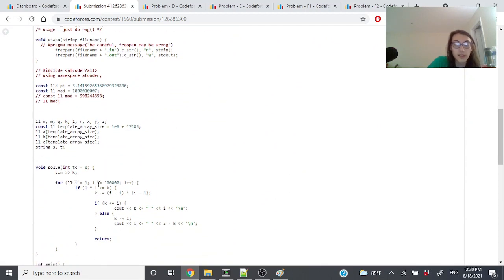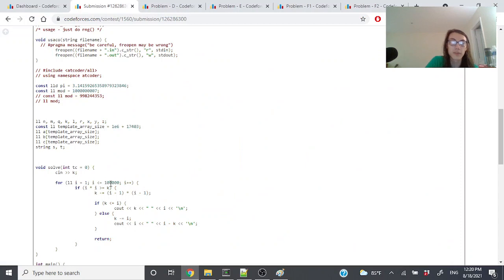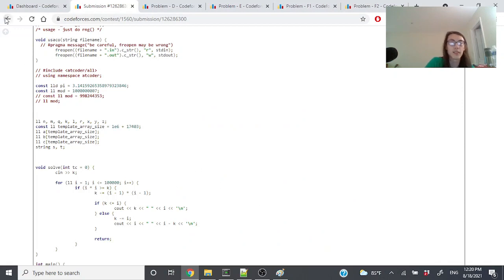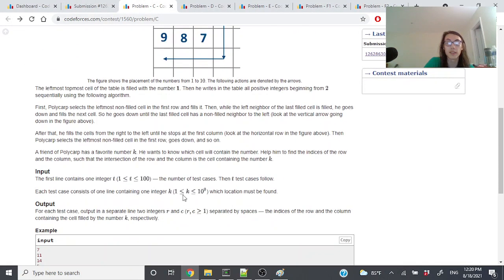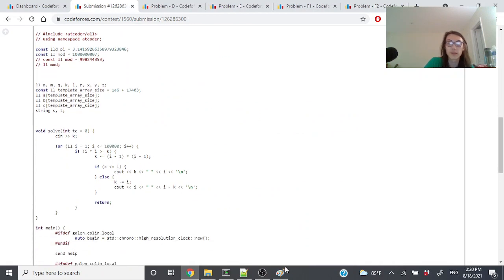So in this case, here I'm reading in k. I'm using I for x, but it's the same thing. Just replace every instance of x in this explanation with I for my code. You can iterate up to some large number. 10 to the 5th squared is 10 to the 10th, which is larger than any number we could possibly get. So we just need to iterate to some number that's big enough.